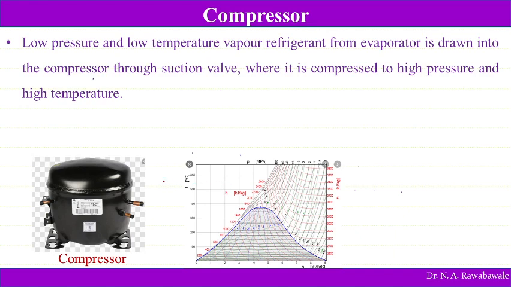So here low temperature and low pressure refrigerant enters this compressor, and in this compressor, by using external energy, that is work done by the motor on this compressor, the refrigerant is compressed. So low temperature low pressure refrigerant is compressed to high temperature and high pressure. When the refrigerant enters through the suction valve and the compression process takes place, the refrigerant temperature and pressure increase, so that the temperature of the refrigerant becomes greater than the ambient temperature.